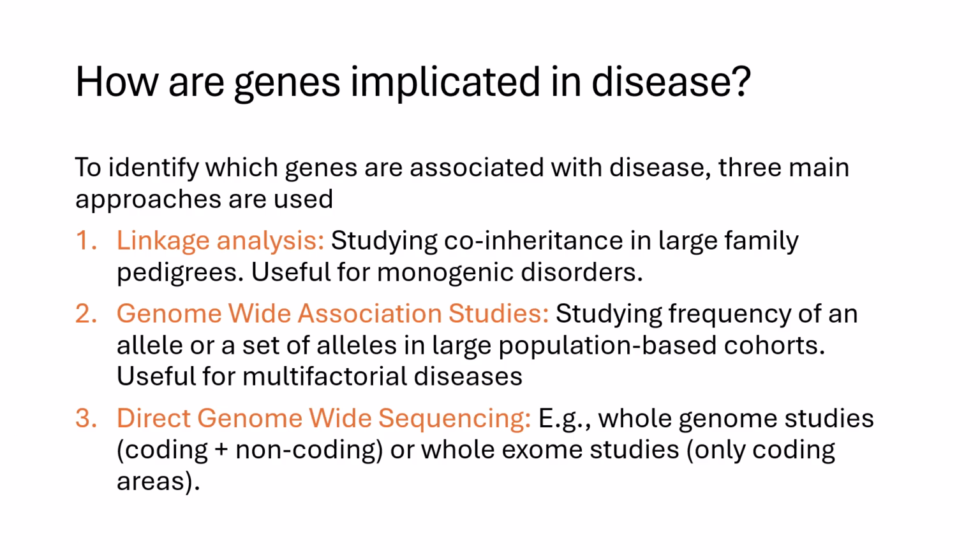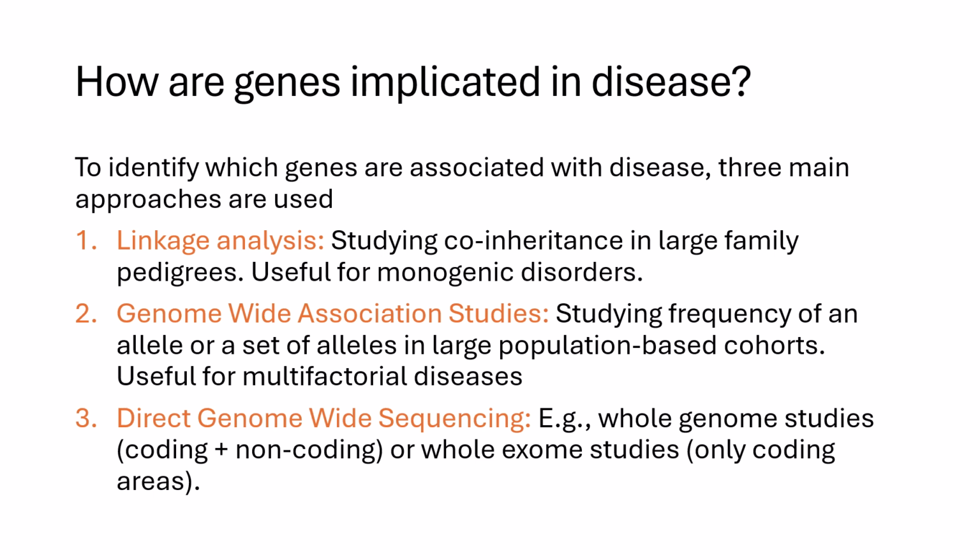So how are genes implicated in disease? In order to identify which genes are associated with disease, there are 3 main approaches that have been used traditionally. The first, and the most used and oldest methodology, is called linkage analysis. Linkage analysis is basically studying the co-inheritance of 2 linked markers in large family pedigrees. We'll go through that in detail in a little while. And linkage analysis is useful for monogenic disorders, single gene disorders.